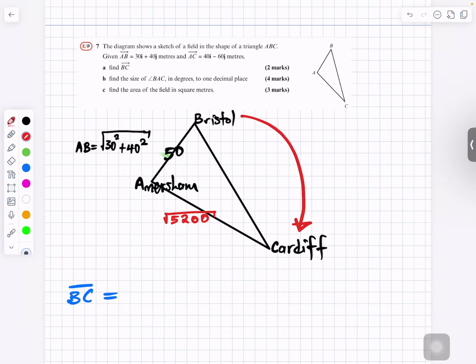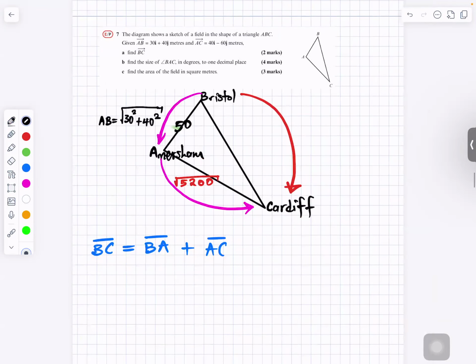You can go from Bristol to Amersham first, which is BA, and then Amersham to Cardiff. Does that make sense? But is it not minus? Oh, BA is minus AB. So you're going BA. Yes, it's minus AB.